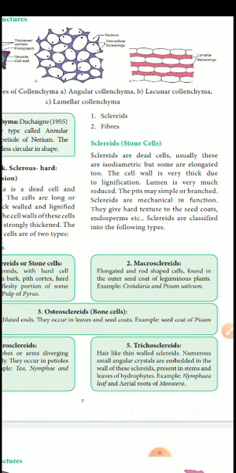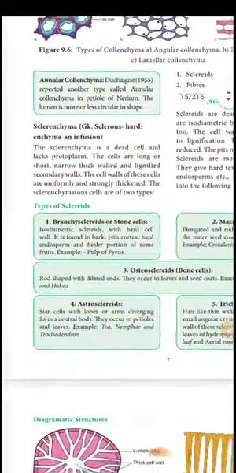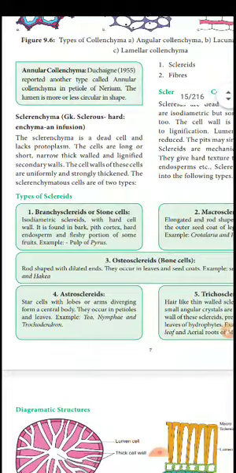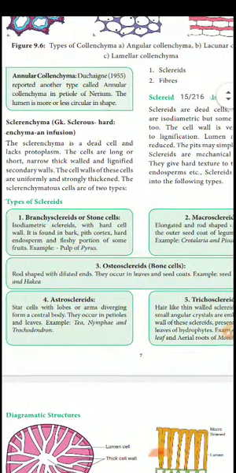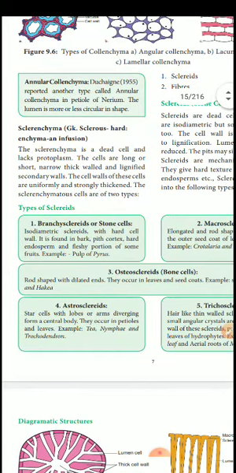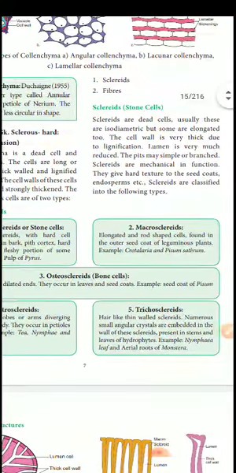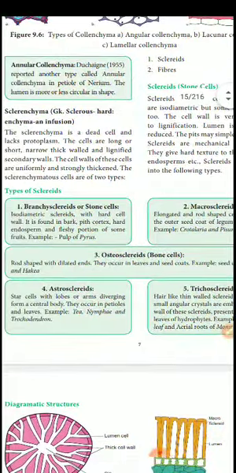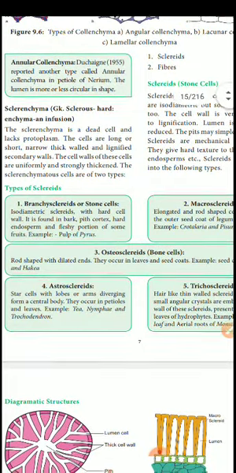So it gives texture to the seed coats, and the sclereids are classified into the following types: brachysclereids or stone cells, macrosclereids, osteosclereids, astrosclereids and trichosclereids. Brachysclereids are stone cells, isodiametric sclereids with a hard cell wall. They are found in the bark, cortex and pith. Macrosclereids are elongated rod-shaped cells found in the outer seed coat of leguminous plants, for example Pisum sativum.